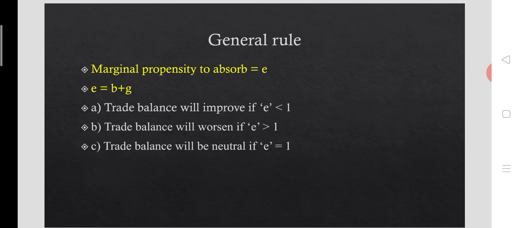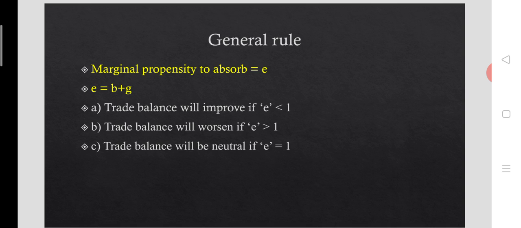That means here the consumption and investment are taken as the variables. Here the government expenditure is also part of the domestic expenditure, but it is supposed to be given here. Only consumption and investment are considered as the variable here. So E is equal to B plus G, and the general rule for the absorption approach is trade balance after devaluation will improve if and only if E is less than 1. That means absorption is less than 1, then only the trade balance will improve after devaluation.